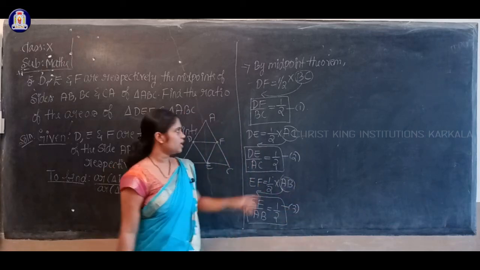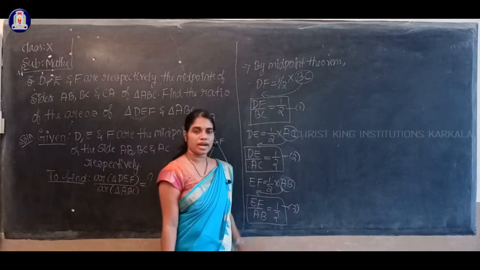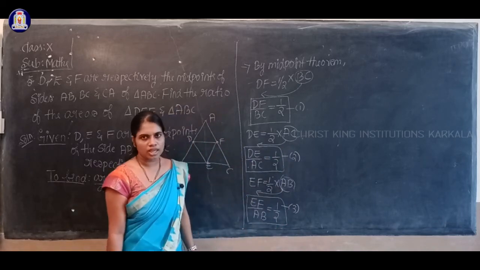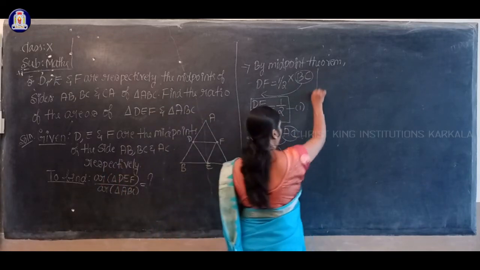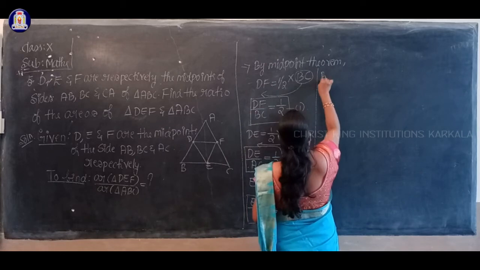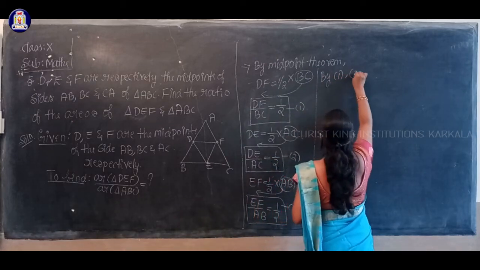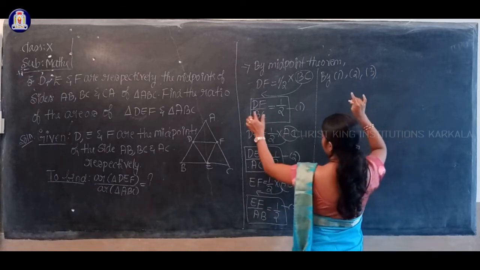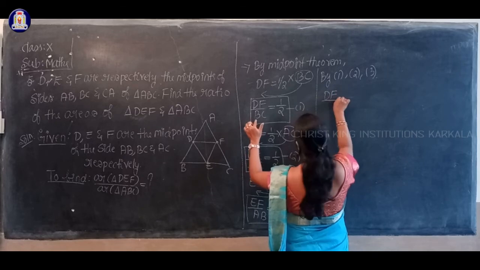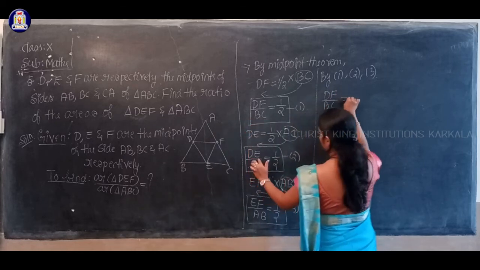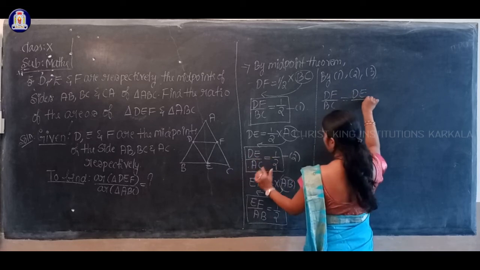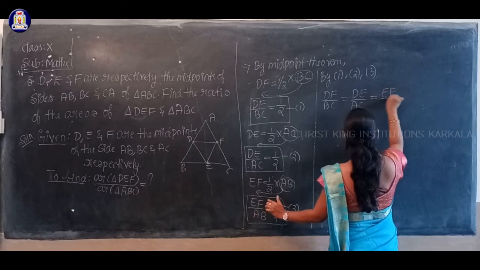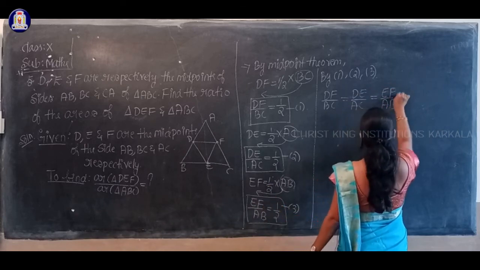Can you observe here, the right hand side of equation number 1, equation number 2 and equation number 3 all are equal here? Yes. So therefore can I say its left side is also equal? Yes. So therefore by equation 1, equation 2 and equation 3, I can equate my left side. What is that? DF by BC equal to DE by AC equal to EF by AB.